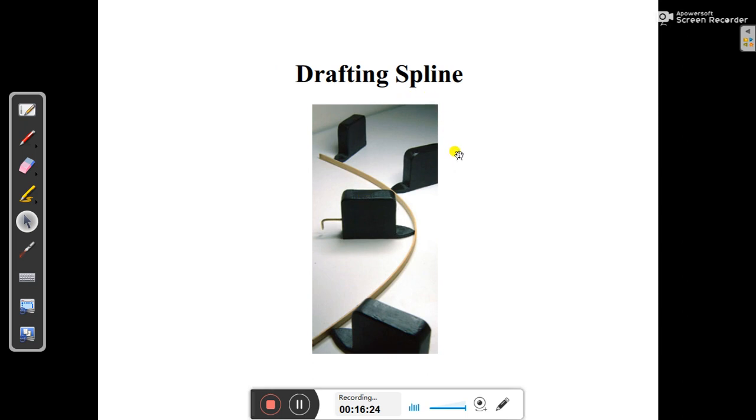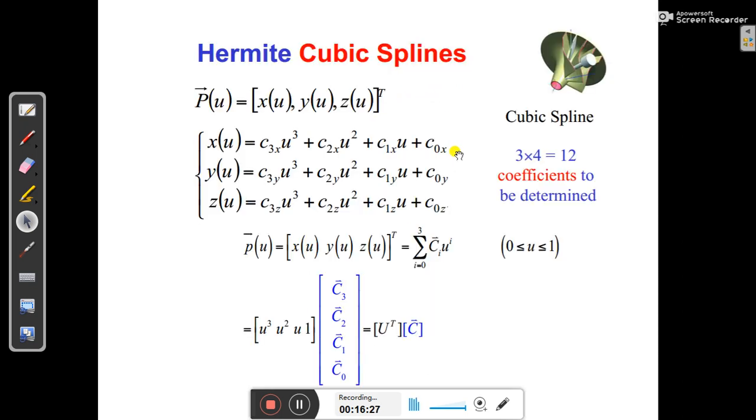Drafting, how can we draft the spline? There are various ways. One is Hermite cubic splines, where this equation is used: x(mu) equal to, these are actually coefficients, c3 u cube, c2 u square. So 3 into 4, 12 coefficients to be determined.